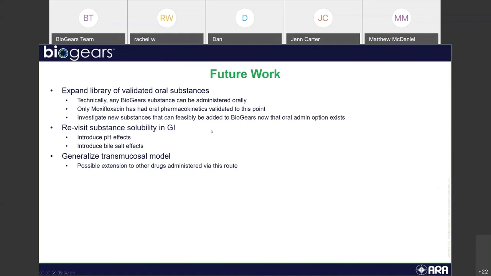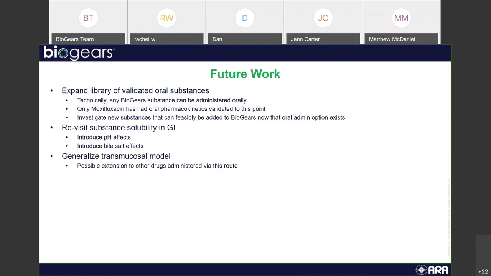So our future work that we want to do with this model is we want to, of course, expand our library of oral substances. Technically, you can administer any substance in our library orally right now. But right now, only moxifloxacin has had its oral PK validated to this degree. Actually, that's not true. Tylenol also. Tylenol is a new substance that Nathan has been working on, and he's got that validated, so that should be going in very soon to BioGears. Beyond this substance and Tylenol, we want to find new substances that we can feasibly add to BioGears now that this option exists.